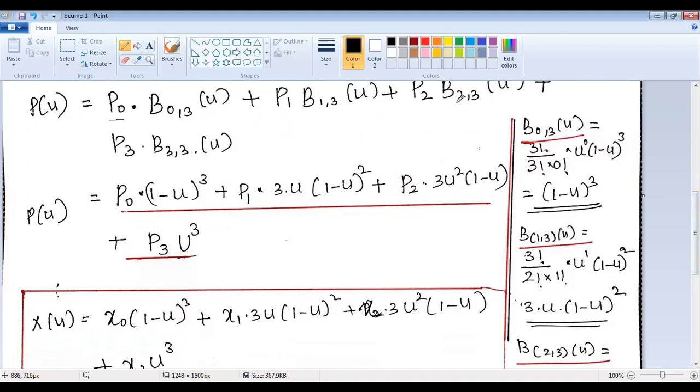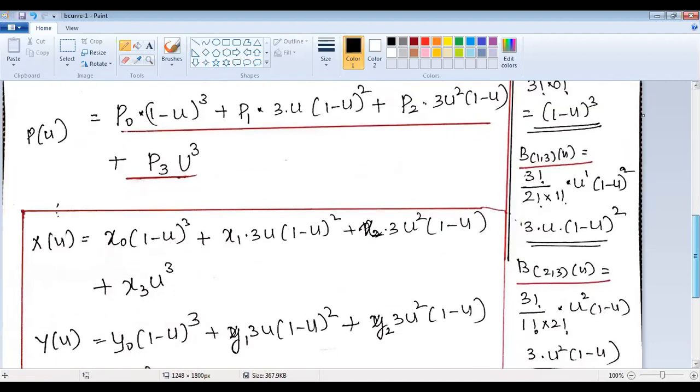Like this, B of 2 comma 3 also I have given here, which I will share on Moodle. This particular problem, writing the Bezier curve equation, you just go through that equation, and this is a guaranteed question. They will ask you to write the Bezier curve for 4 control points or 3 control points or anything. Usually they give 3 control points and 4 control points. I have given it for 4 control points.